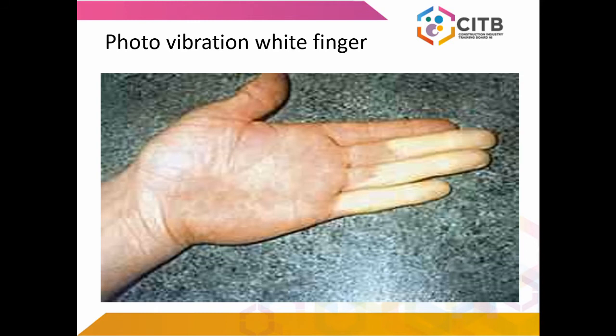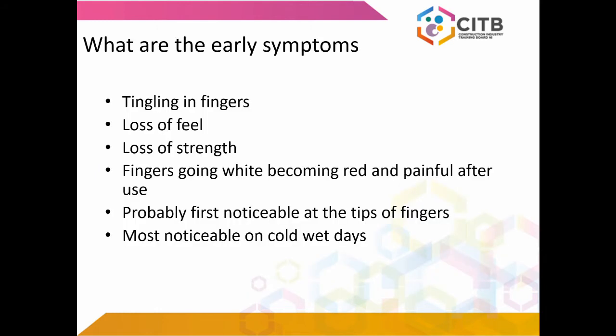This photo shows advanced symptoms of vibration white finger. Blanching of the fingers is caused by blood flow being interrupted to the tips of the fingers. What are the early symptoms? Tingling in fingers, loss of feel, loss of strength, fingers going white, becoming red and painful after use. Probably first noticeable at the tips of the fingers and most noticeable on cold, wet days.